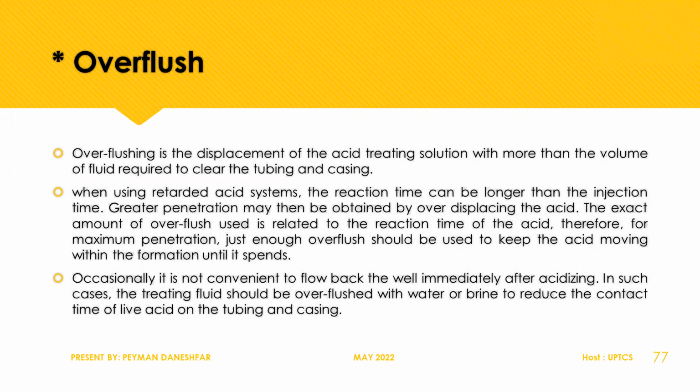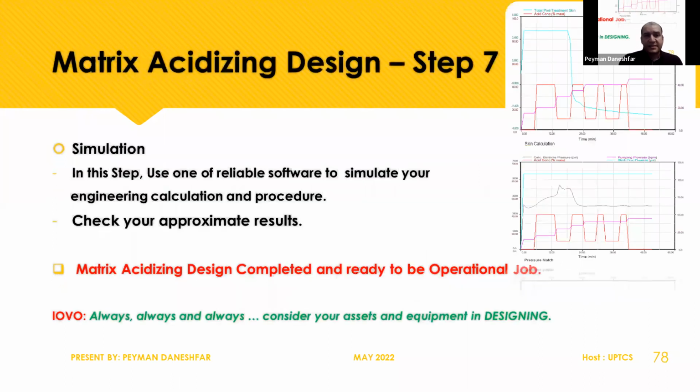When using a retarded acid system, the reaction time can be longer than the injection time. Greater penetration may be obtained by over displacing the acid. The exact amount of overflush used is related to the reaction time of the acid. Therefore, for the maximum penetration, just enough overflush should be used to keep the acid moving within the formation until it's spent. And step 7 is simulation.